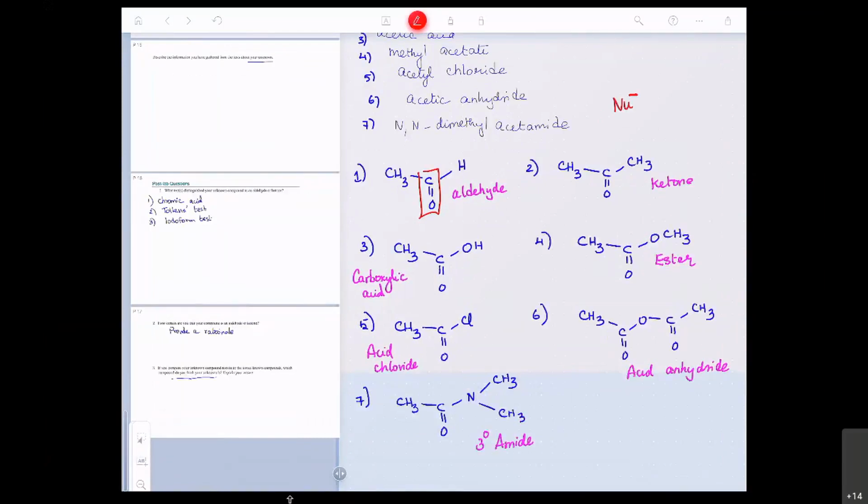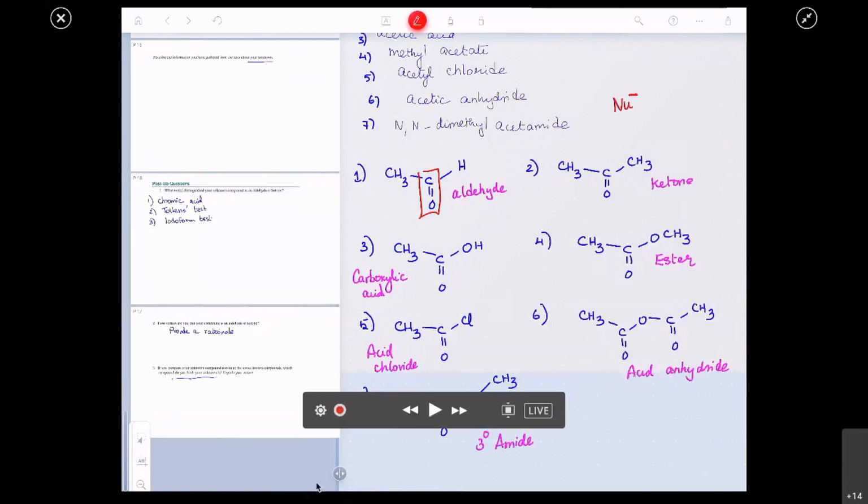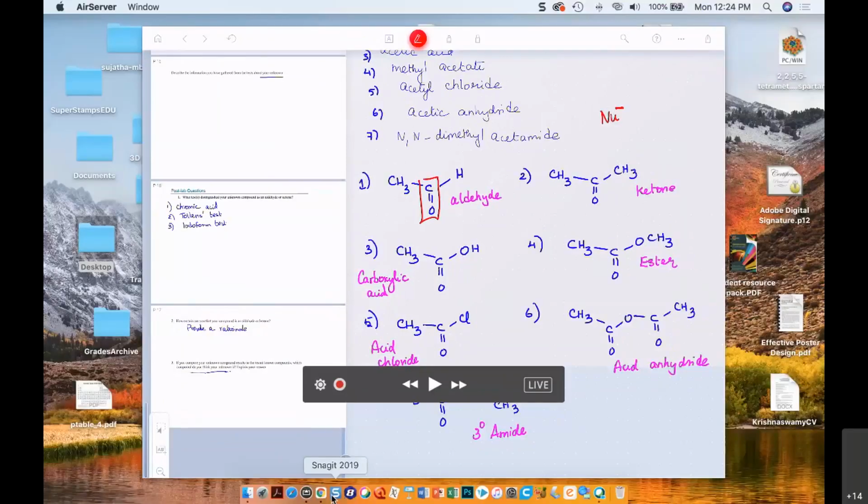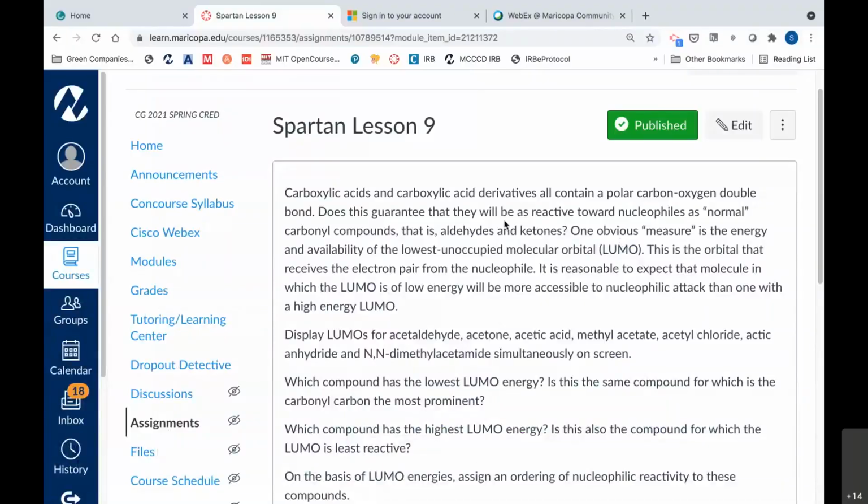So let's go ahead and take a look at the question here. Does this guarantee that they will be as reactive towards nucleophiles as normal carbonyl compounds, which are aldehydes and ketones? One way to do this is to get the energy of the LUMO. You have done this a few times, lowest energy molecular orbital, and that is where the nucleophile is going to dump electrons.